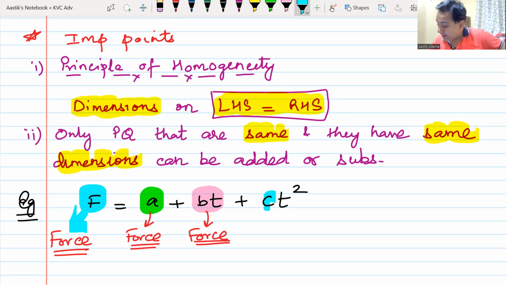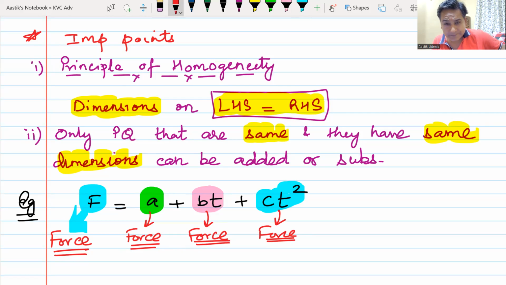Remember. Then I have this third quantity, C into T square. What type of quantity would this be? That could also be force, no-brainer. Now you will say, sir, what is wrong here? On the left hand side, I have one force, but on the right hand side, I have three forces.